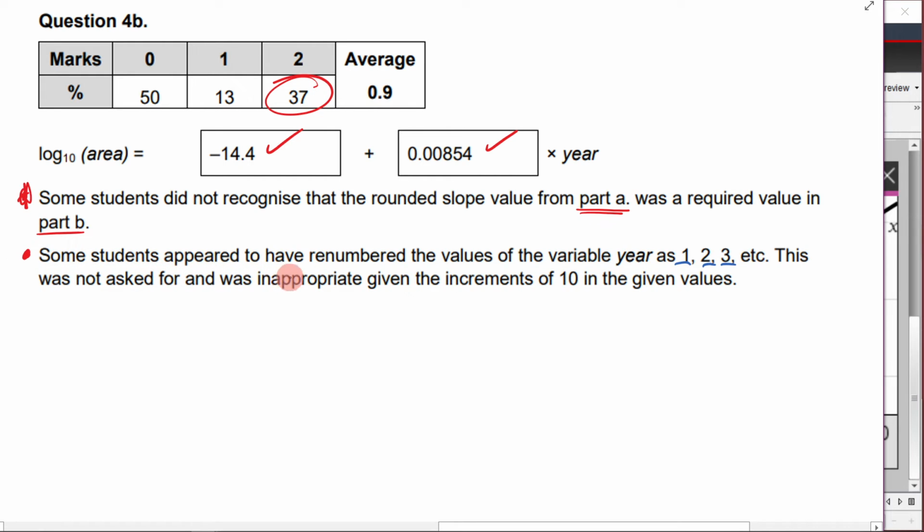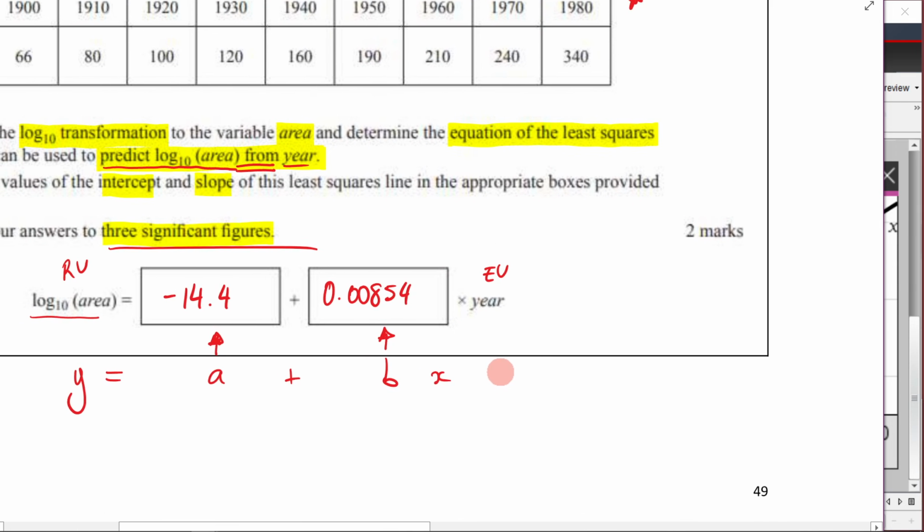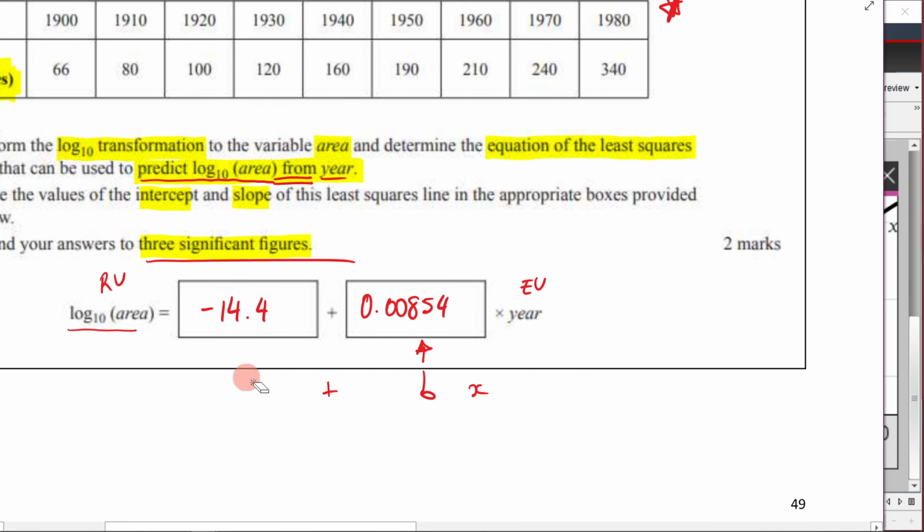Let's look at the next sentence. Some students appeared to have renumbered the values of the variable years 1, 2, and 3, etc. This was not asked for and was inappropriate given the increment of 10 in the given values. So what this means is that some people weren't putting into their CAS calculators 1900, 1910, 1920. Instead, they were going 1, 2, 3. That wasn't asked for and was inappropriate. So don't do things that the question does not ask you to do. Very important. Perfect. There is our answer. Let's just get rid of this to make sure it's all nice and clear. We've put in the relevant information there.